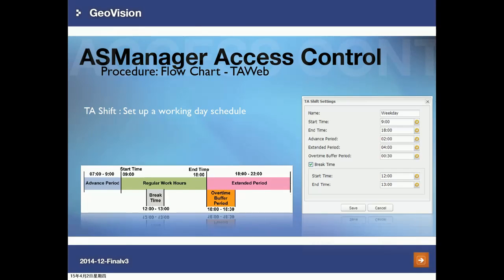Okay, so first you set up the TA shift. To set up TA shift, you have to set the work schedule for each day. So let's say you set the start work time and the end work time. And then for the advanced period, it's the number of hours that employees can arrive early for work. The extended period is the amount of hours that they can work overtime for. And then you have the overtime buffer period, which is the buffer before the overtime starts. And then you can also define your break time, when the break starts and when it ends.